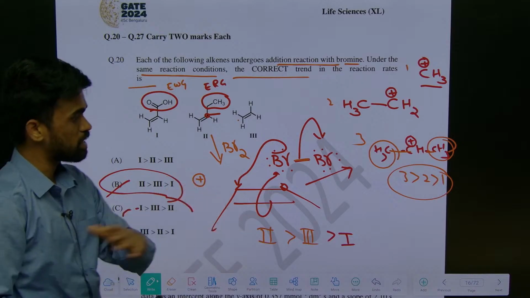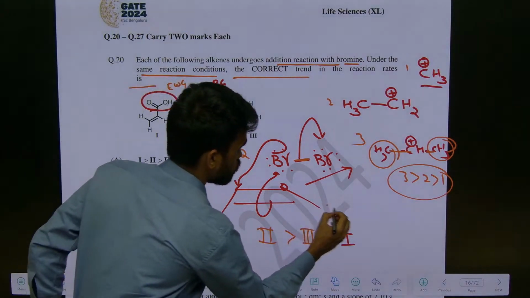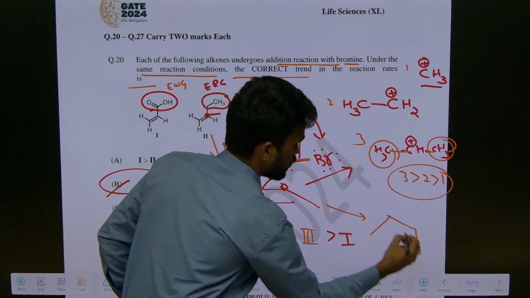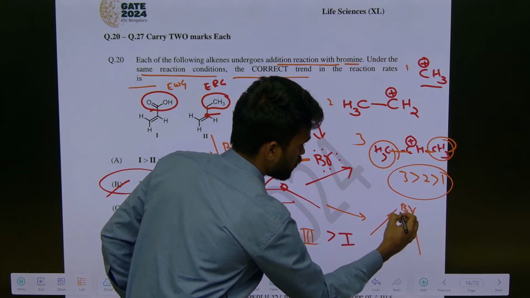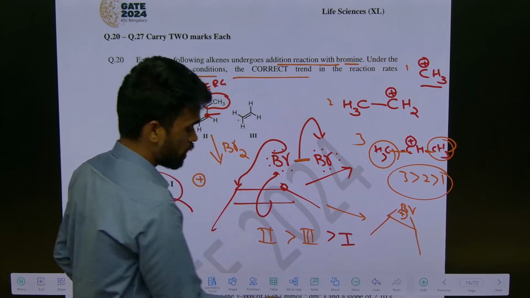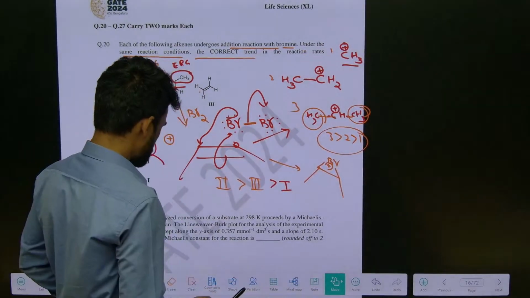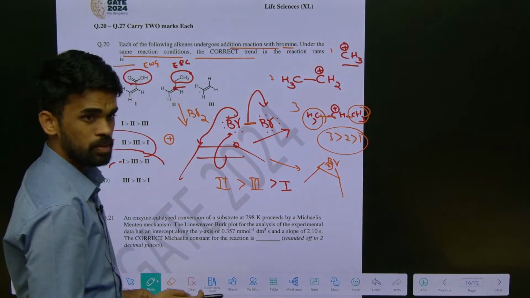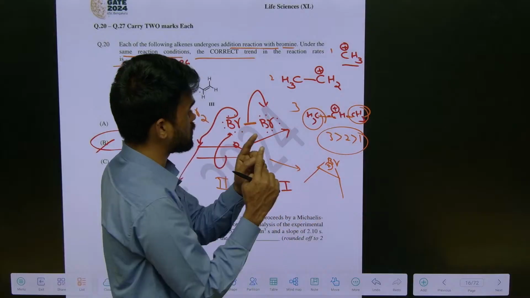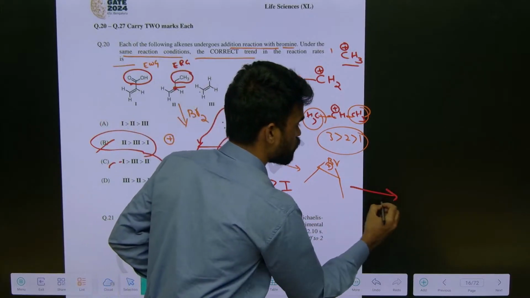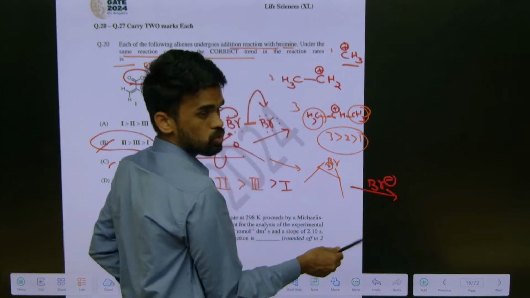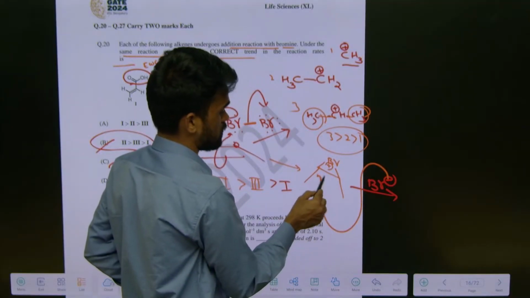Now let me finish the reaction also. So we are going to get a bromonium, a 3-member ring like this. After forming this 3-membered ring, we know 3-membered rings are unstable. Now what happens, out of these 2 bromines only 1 bromine has reacted, another bromine is having a negative charge, so that will attack at one of the sides.